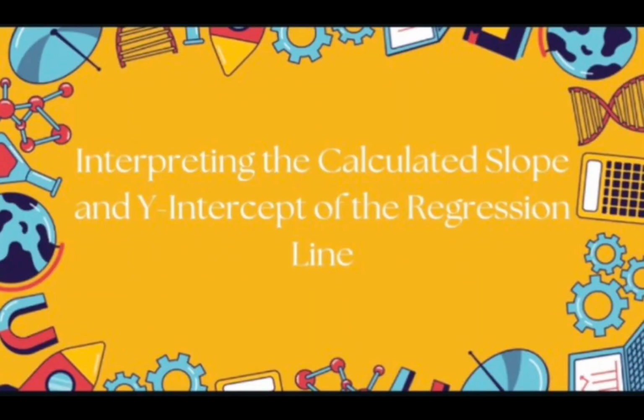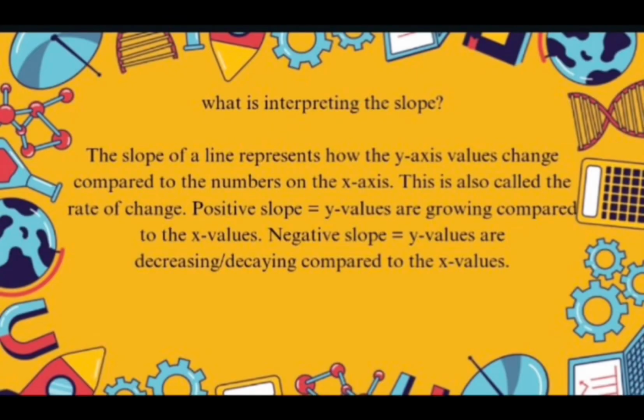Interpreting the calculated slope and y-intercept of the regression line. What is interpreting the slope? The slope of a line represents how the y-axis values change compared to the numbers on the x-axis. This is also called the rate of change.